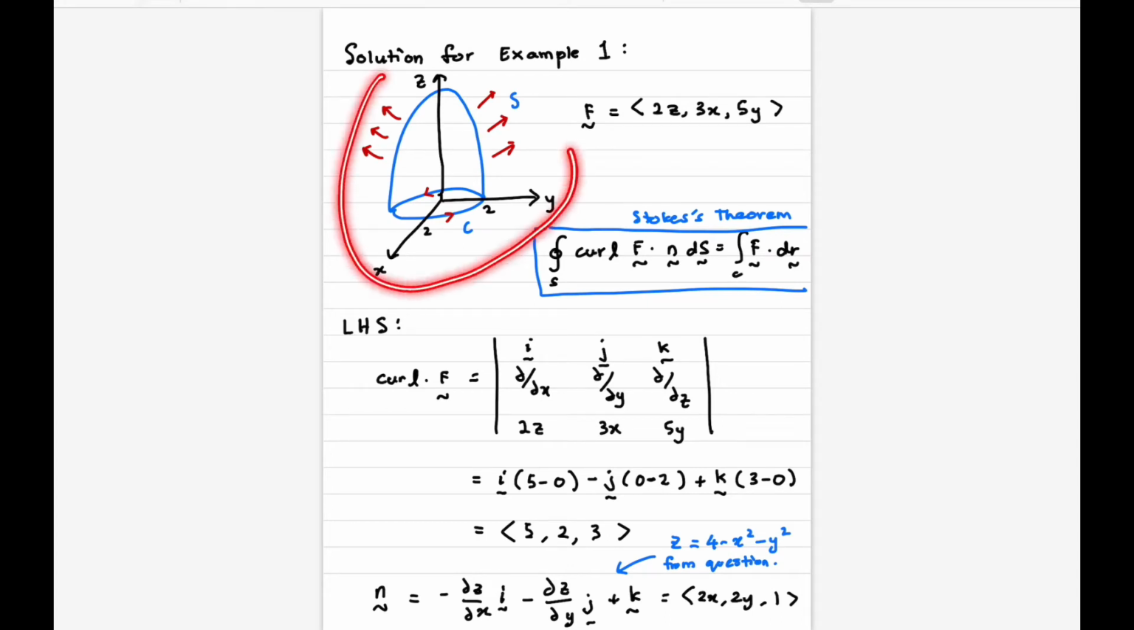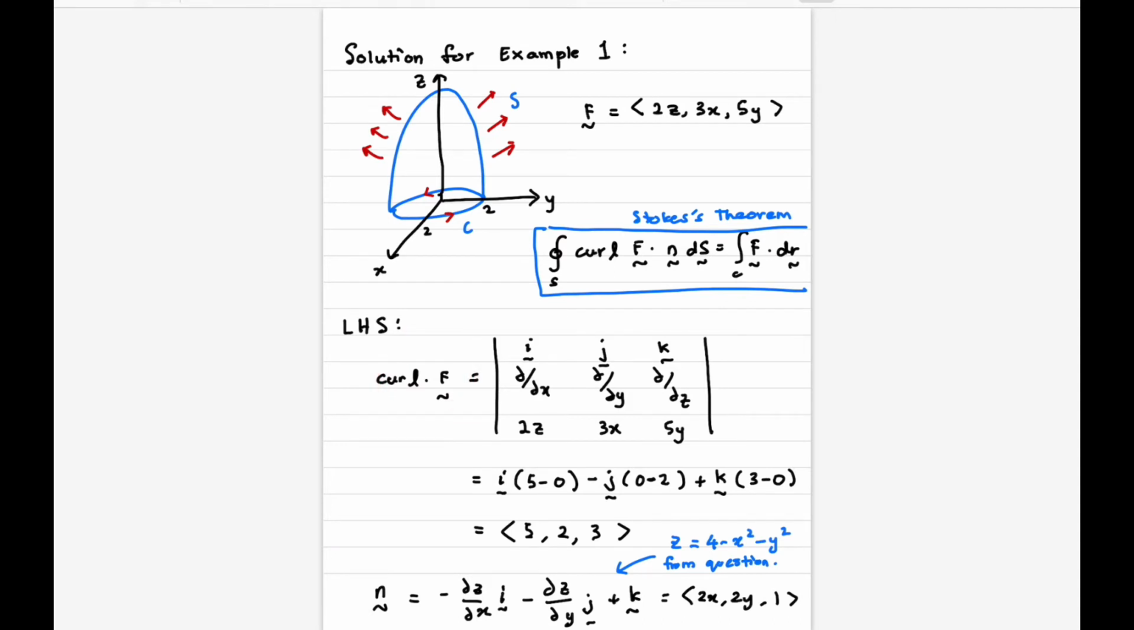So this is your figure. This is your F, and this is the definition of Stokes theorem. I want to solve the left hand side first. We need to find the curl F. Now you need to solve the curl F.